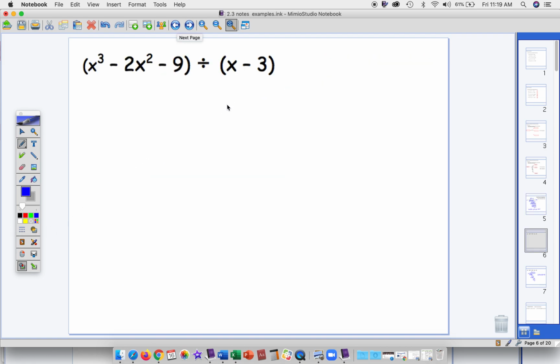Okay, so I would like you to try this one. Now, keep in mind, let me help you set this one up, because here, if you notice, we're missing a term. So it's always a good idea to put in a placeholder to keep your work organized. So I'm going to have an x cubed minus 2x squared, and then my placeholder is for the linear term, so I'm going to add in a 0x minus 9. So go ahead and do the division and then write out your answer using the division algorithm. Pause the video, come back when you're done.